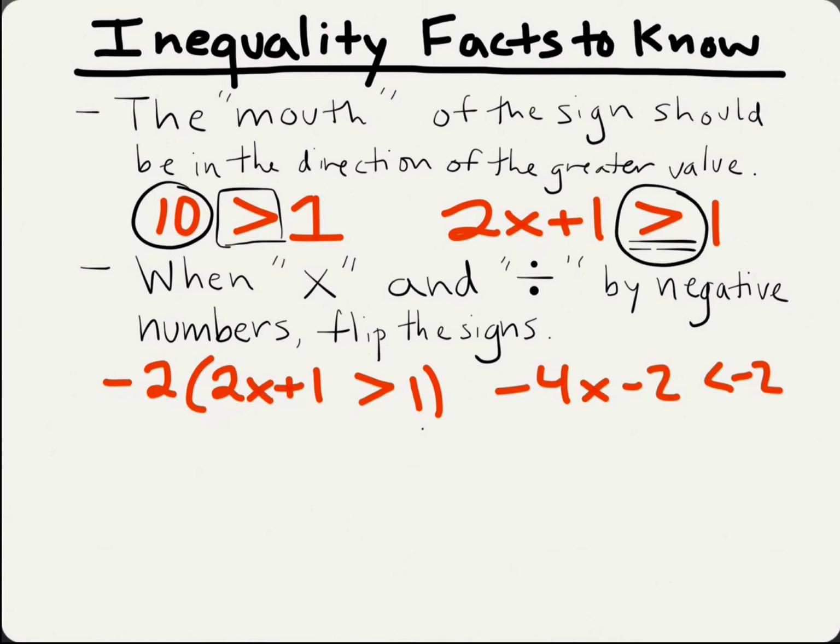And also, when you multiply or divide an inequality by negative numbers, you need to flip the signs. So in this instance, if you're multiplying the whole inequality by negative 2, you distribute as seen here and here, but then you have to flip the greater than to the less than. So you'll see this a lot, and it's an important thing to keep in mind when you're solving inequalities.